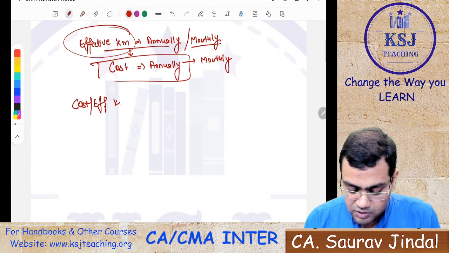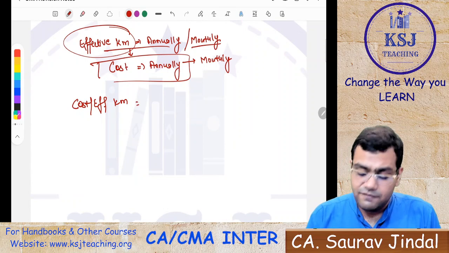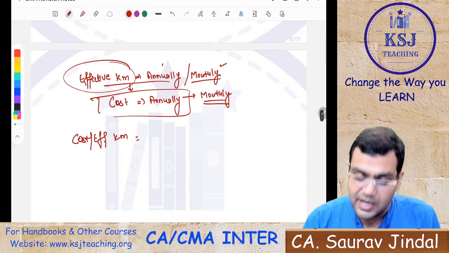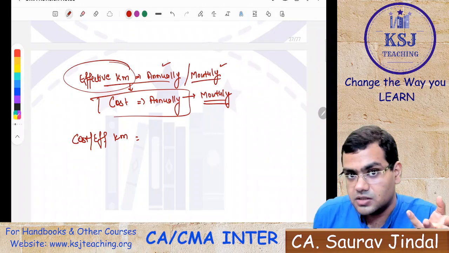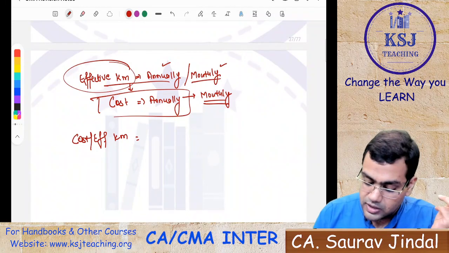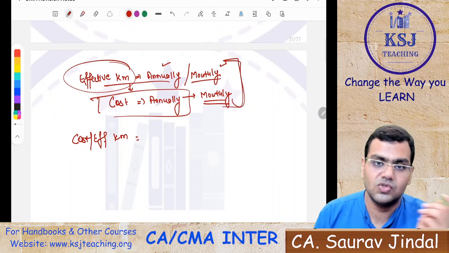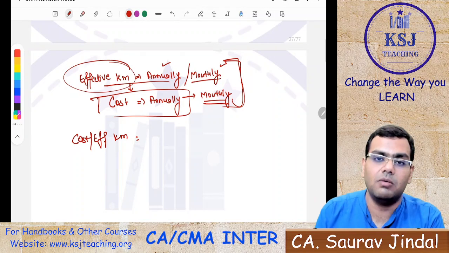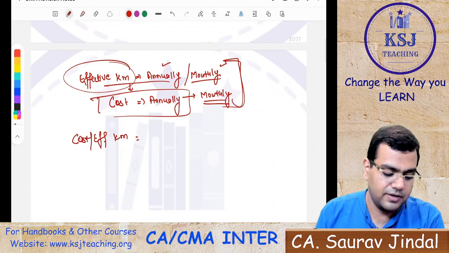Cost per effective kilometer. If you have calculated the cost monthly and you are taking effective kilometers annually, then how can you take the cost? Can you calculate the cost per effective kilometer? No, sir. So these two things should be in the same parameter, right? Because this is a very common mistake that I have seen students committing, right?